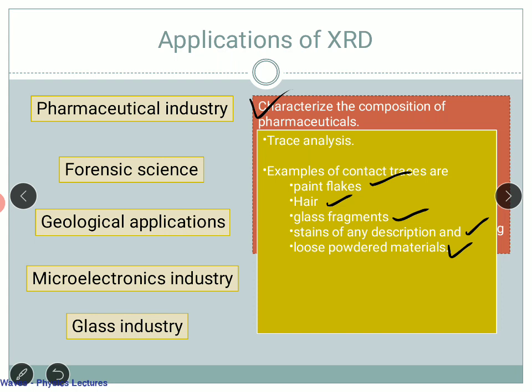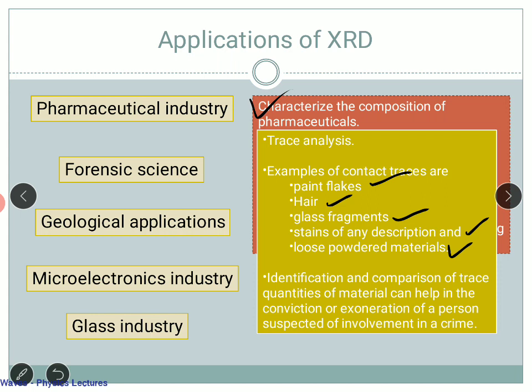So you might take an XRD of any material there, for example some powdered material at the crime scene, and then you can do the XRD analysis to know what kind of material that is. So basically, we can identify and compare the trace quantities of material, which will definitely help in the conviction or exoneration of a person who might be involved in the crime.